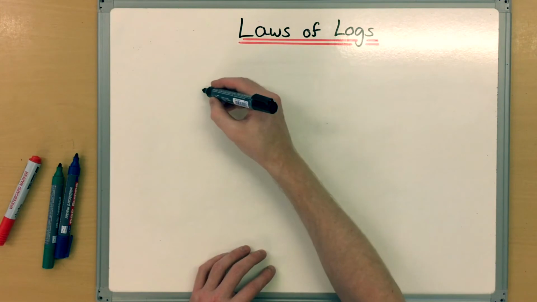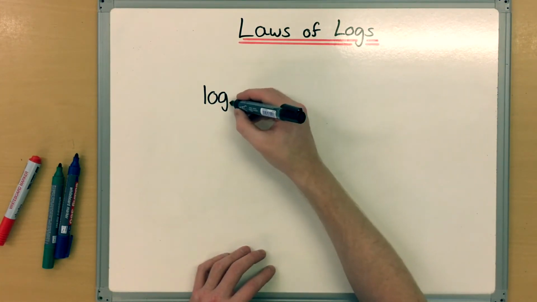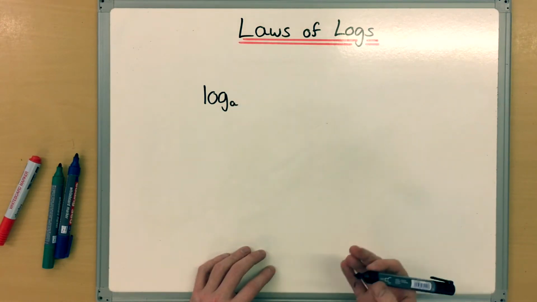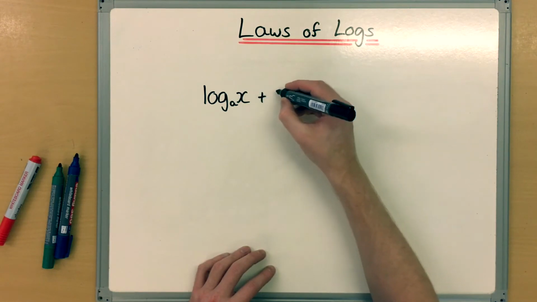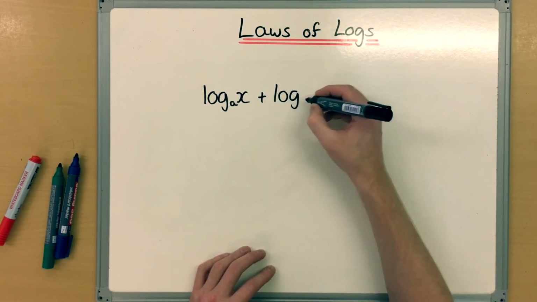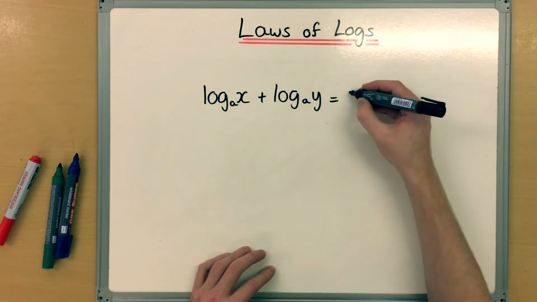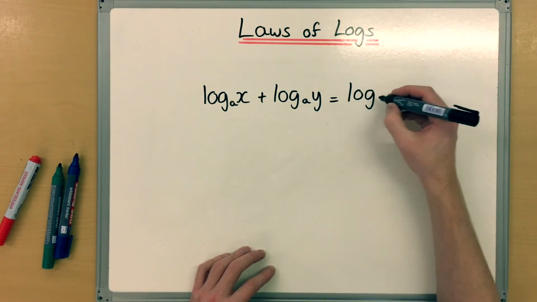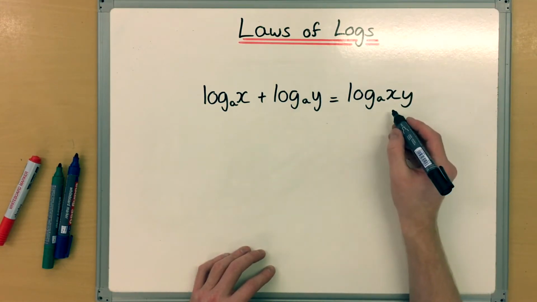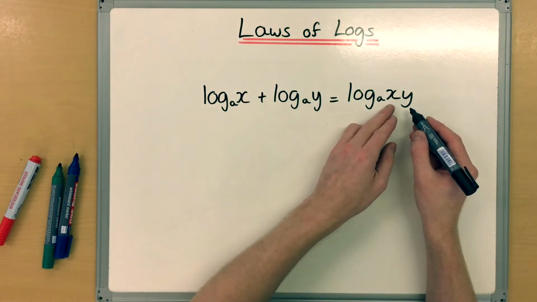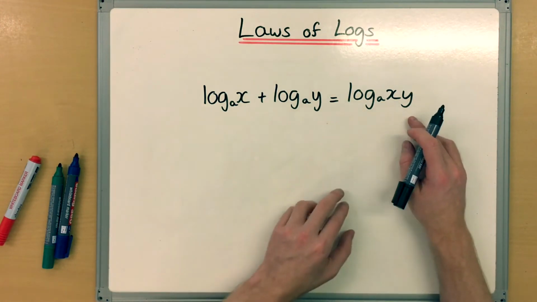The first of all is if you have a log to the base a of x, and you add it to a log to the base a, it must be the same base there, of y, then the result you get is actually log to the base a of x times y. So when you add together 2 logs, they become multiplied inside of a log. These are called the arguments here. So x and y become multiplied inside the same log.